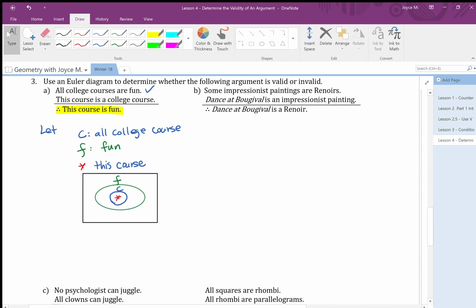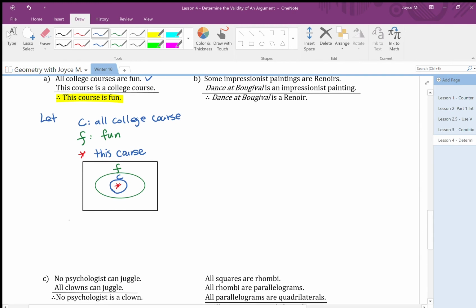Now let's look at the conclusion. The conclusion says this course is fun. Do I have this course inside the fun stuff? Double check: this course is inside college courses, which is inside the fun stuff. So the conclusion matches what I have. Since this course is included inside the fun, this is a valid argument.